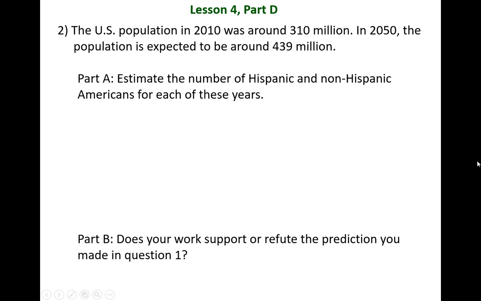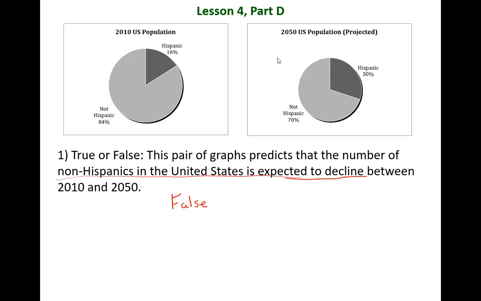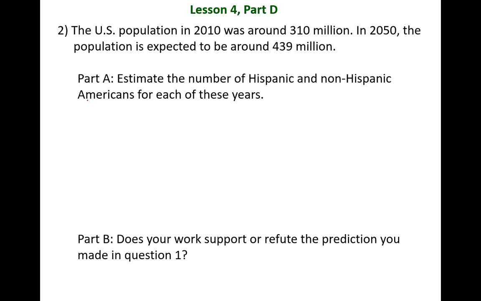The US population in 2010 was about 310 million. In 2050, the population is expected to be around 439 million. Guys, that's a growth of 129 million people. Part A, estimate the number of Hispanic and non-Hispanic Americans for each of these years. All right, let's go back. In 2010, it was 16% Hispanic and 84% non-Hispanic. So let's do those first.